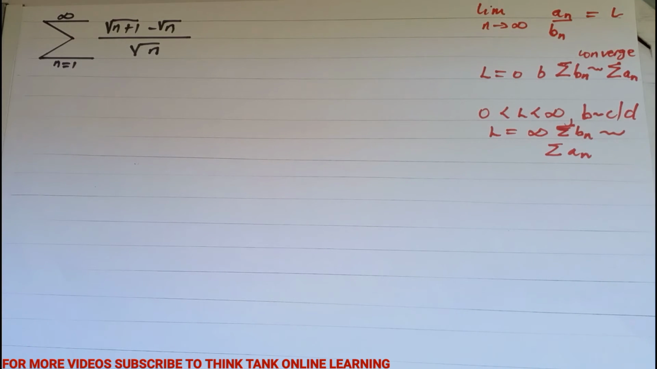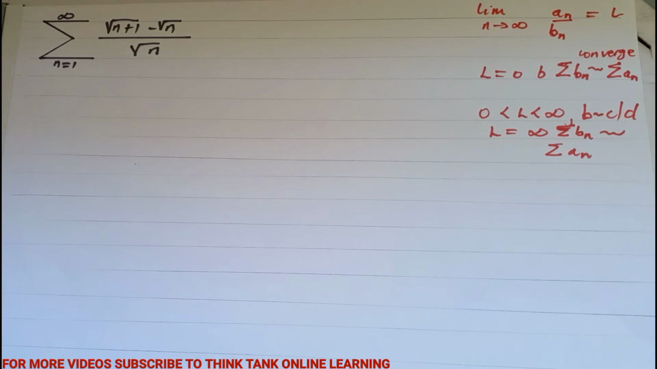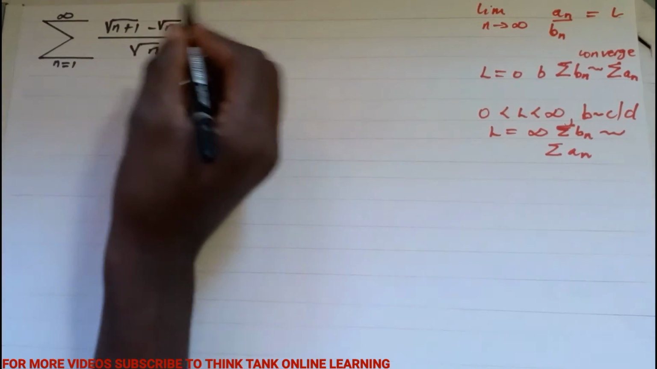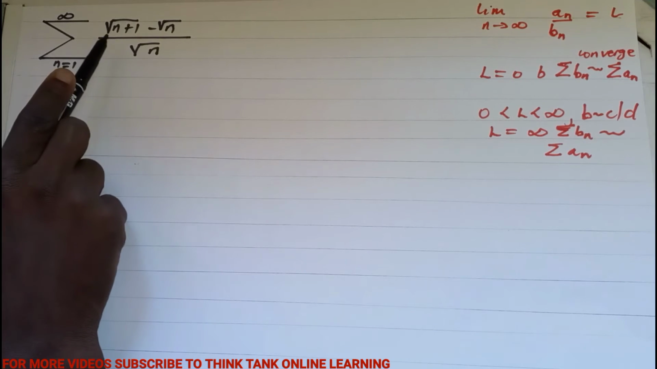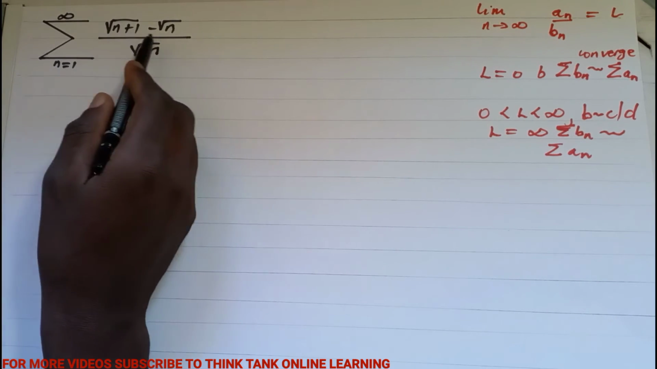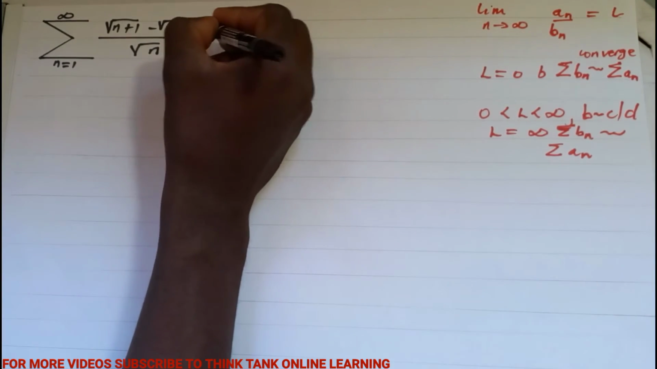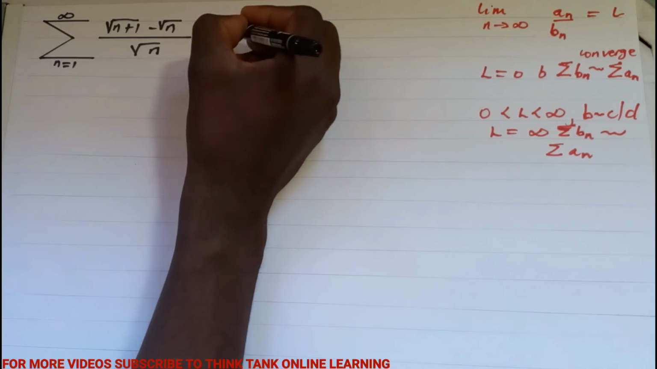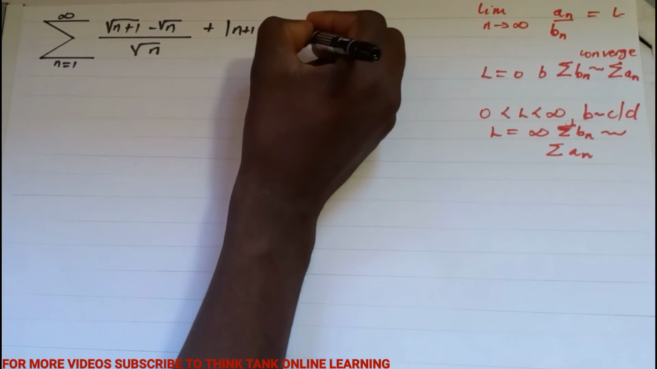From our harmonic series. First of all, let's try to have 1 on the numerator. So what we're going to do is multiply by the conjugate of (root of n plus 1 minus root n). And if we do that, we're going to get (n plus 1) root n.